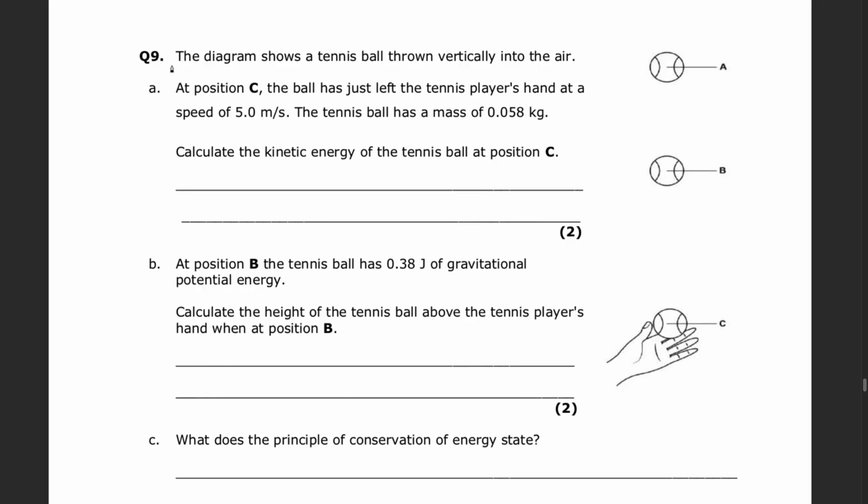Question 9. The diagram shows a tennis ball thrown vertically into the air. So we have a person throwing the ball upwards into the air, going from position C to B to A, and then obviously back down from A, then B, then C.